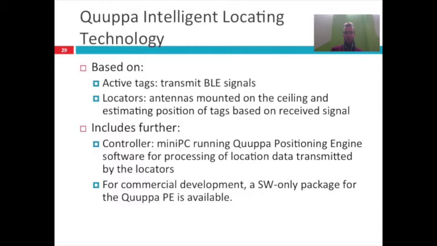The Kupa Intelligent Locating Technology system includes further a controller, which is a mini PC running a software, Kupa Positioning Engine, for processing of location data transmitted by the locators, and for commercial development, a software-only package for the Kupa Positioning Engine.